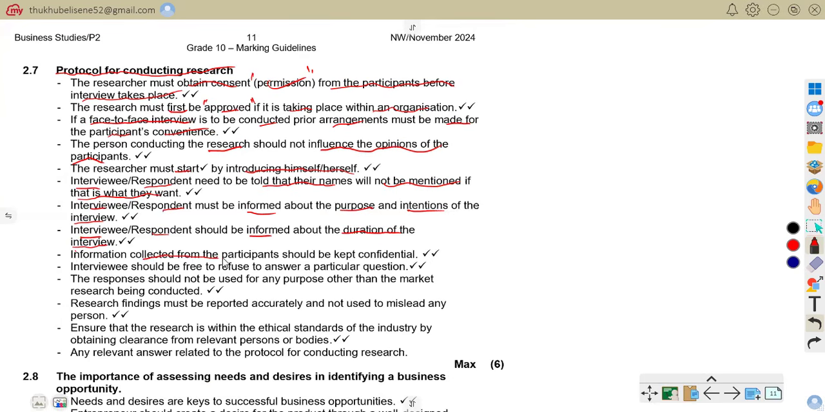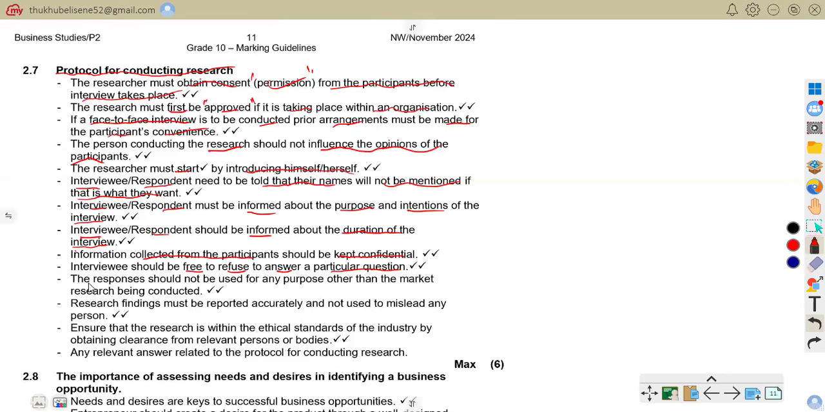Information collected from participants should be kept confidential. So let it not be disclosed. That is very important. Interviewees should be free to refuse to answer a particular question. You must be free to refuse, deny it, object to it.